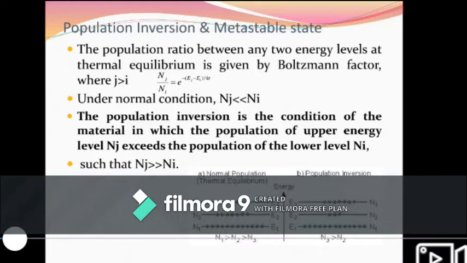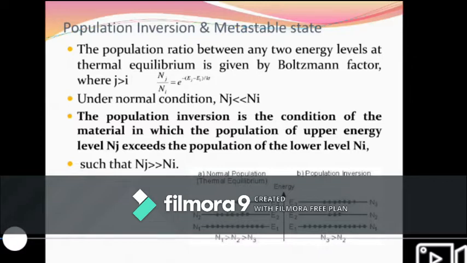But we need to achieve the population. Look at the right side: E3 has N3 number of atoms, E2 has N2 number of atoms. N3 is greater than N2. You need N3 to be greater than N2. You need to achieve this particular state to get the population inversion. Once you get this population inversion, other things will follow. So stimulated emission can be initiated, and lasers can be produced.